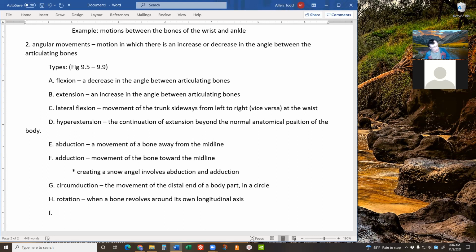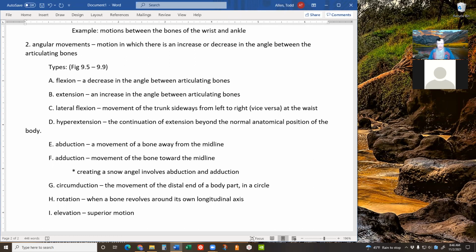Next term, circumduction. Oh, no, excuse me. What am I doing here? We have a bunch of special terms, which will be figure 9.9. And so let's continue here. We have elevation. Elevation is a motion in which the body part is moving superiorly. So this is a superior motion. Take a look at figure 9.9 there.